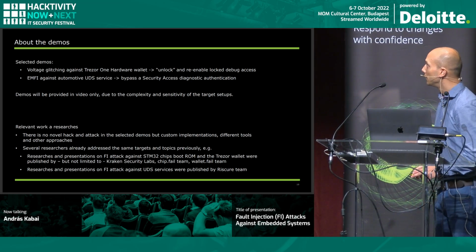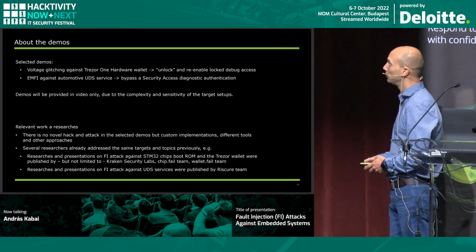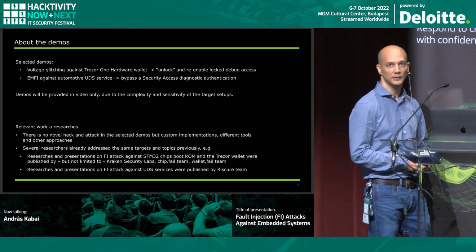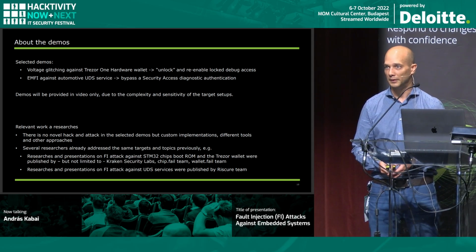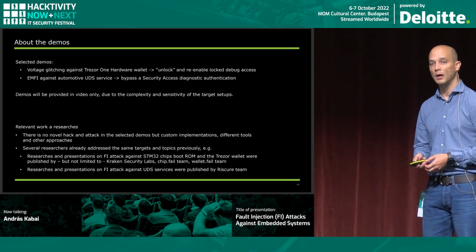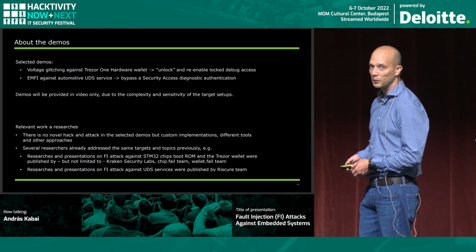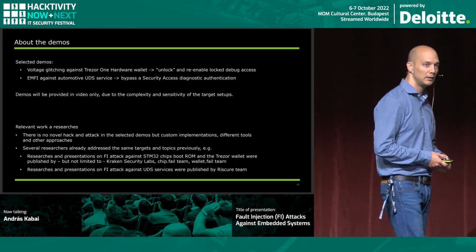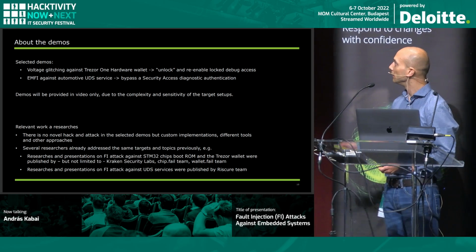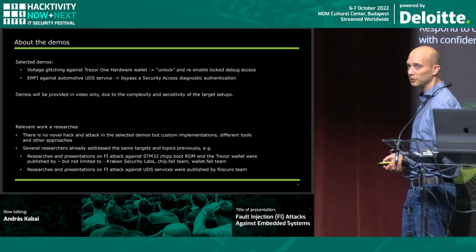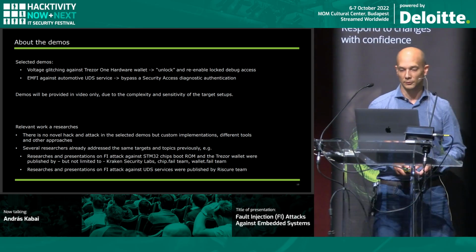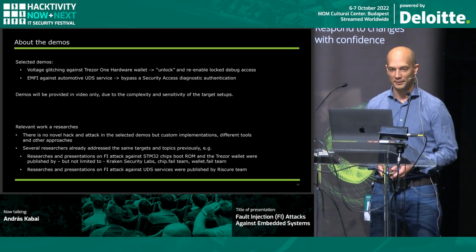I've prepared two demos for you, as I noted. One will be executed against the Trezor 1 hardware crypto wallet, and another one will be executed against the automotive UDS diagnostic service that is running on a custom ECU. So the first one is to unlock the microcontroller using the Trezor One to basically regain debug access and control over the microcontroller unit with SWD access. The second one is to bypass an authentication that is checked before executing a privileged functionality to, in such case, let us open a door in a car.